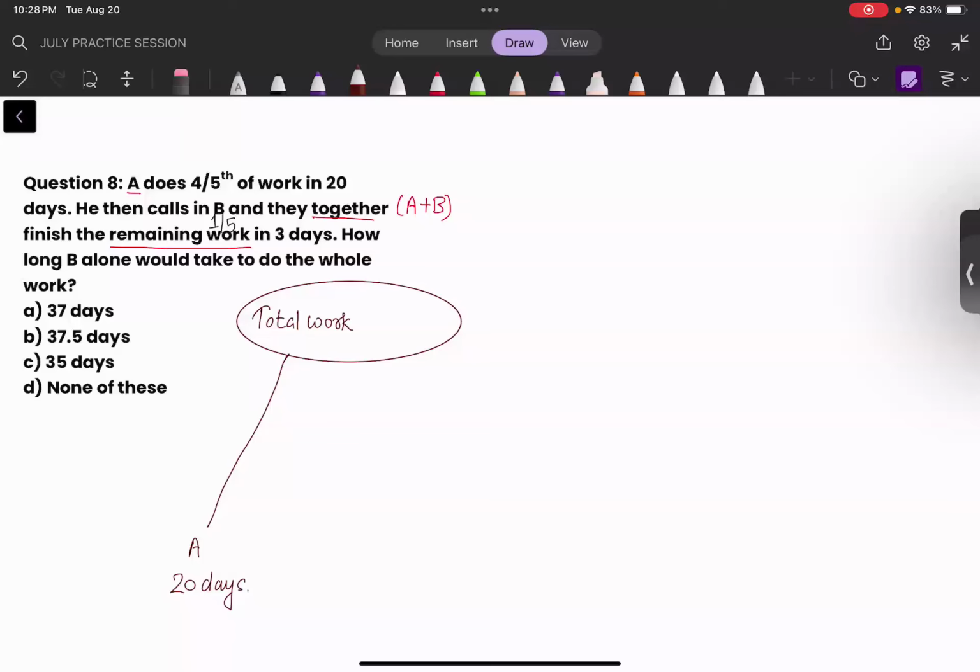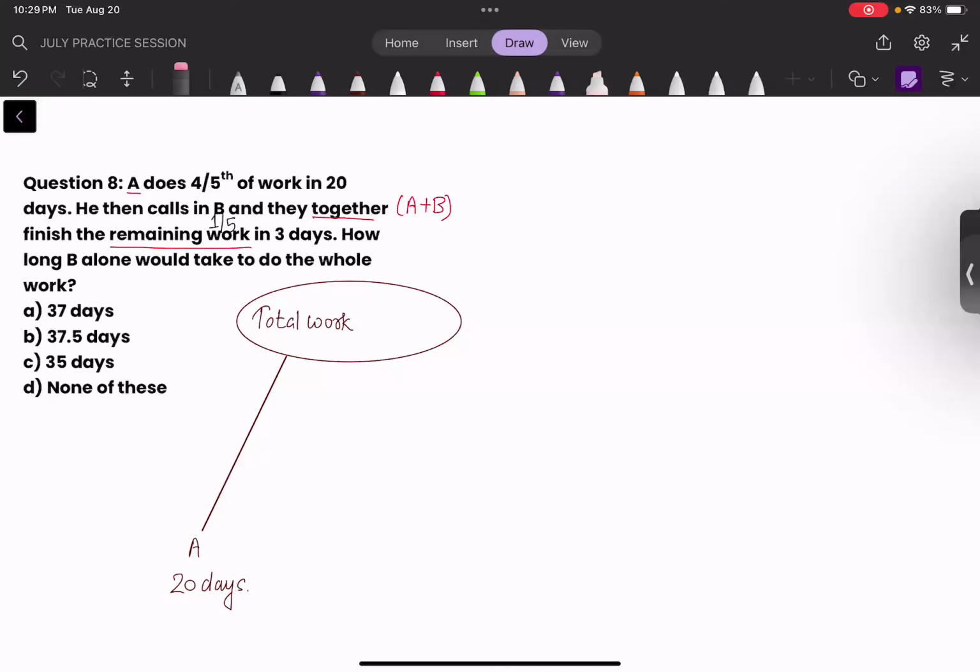Okay, answer please. Is this right? Is it right? Carefully see. Is it right? No. 20 days, he is not completing the work. 4/5. Okay. So answer now. 20 is not right. So more than 20 is right or less than 20 is right?